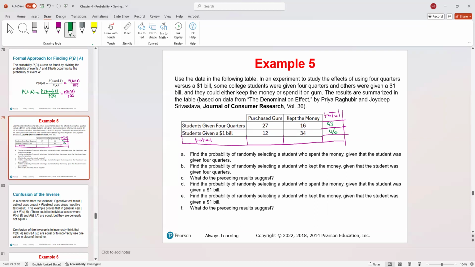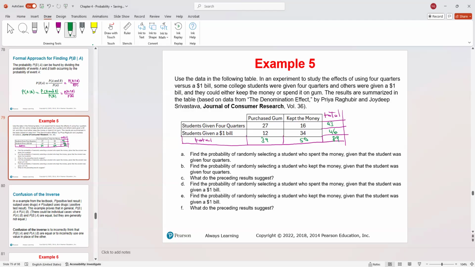Let's go with the column. 27 plus 12 give you 39. And 16 plus 34 give you 50. Now, if you add the total row, total columns, it must be the same. Total is 89. So always remember contingency tables. If the totals for rows and columns are not given, you must include them. That's very important.